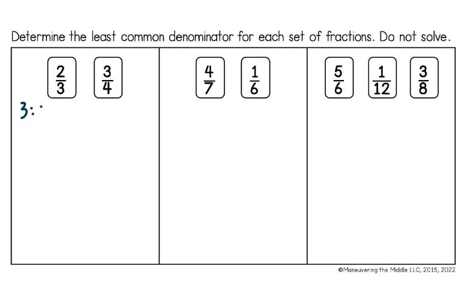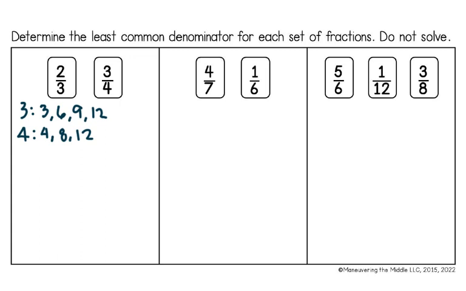So we have 3 times 1 is 3. 3 times 2 is 6. 3 times 3 is 9. 3 times 4 is 12. And now I'm going to move on to 4. 4 times 1 is 4. 4 times 2 is 8. And 4 times 3 is 12.